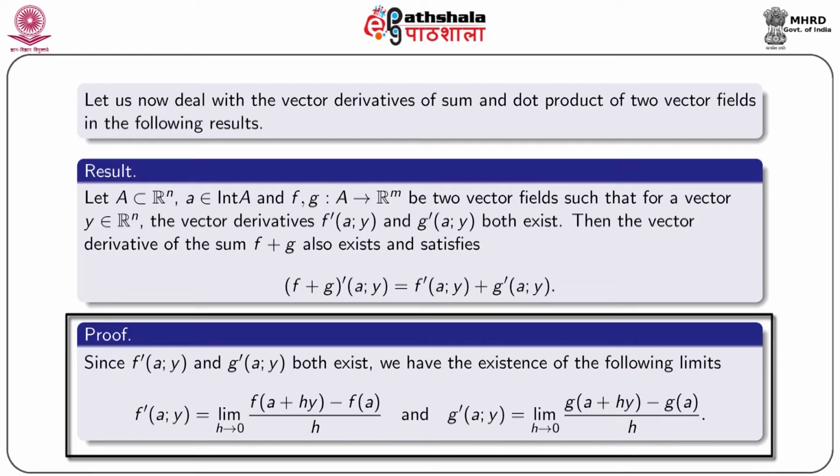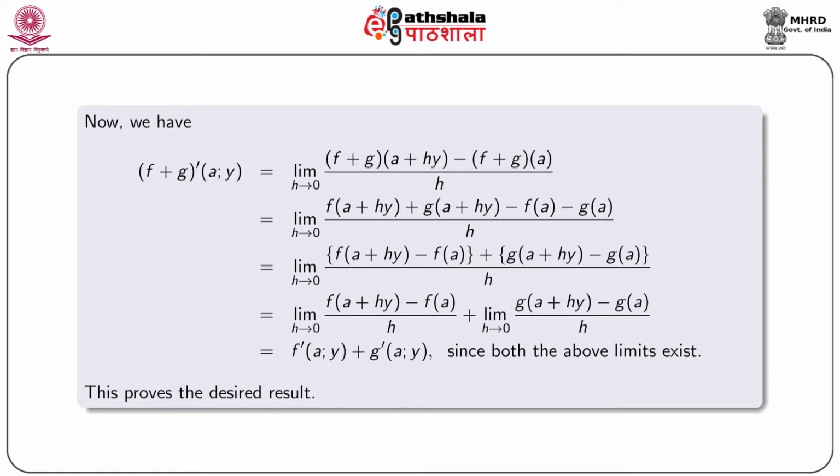Now we give the proof. Since both f dash ay and g dash ay exist, we have the existence of the following limits. First, the limit of f of a plus hy minus f a by h as h approaches 0, and the limit of g of a plus hy minus g a by h as h approaches 0. Now we have f plus g dash ay equal to the limit as h tends to 0 of f plus g at the point a plus hy minus f plus g at a by h. So we can write this as the limit as h tends to 0 of f of a plus hy minus f a by h plus the limit as h tends to 0 of g of a plus hy minus g a by h, which equals f dash ay plus g dash ay since both the above limits exist. This proves the desired result.